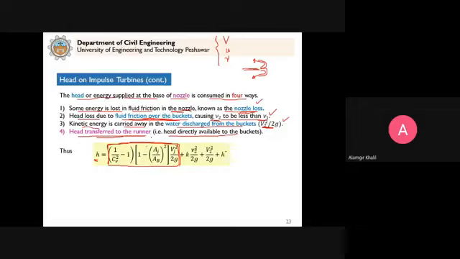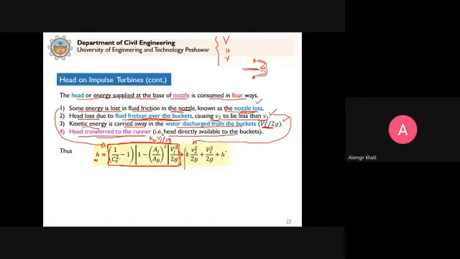Also, we can express this as Kn, the nozzle loss coefficient, into Vj square by 2g. Vj is the velocity of the jet of water. We can also express this in this fashion, but anyhow, this is the formula that you might have studied in Fluid Mechanics 1. So this one loss is expressed here. The second loss is expressed here.